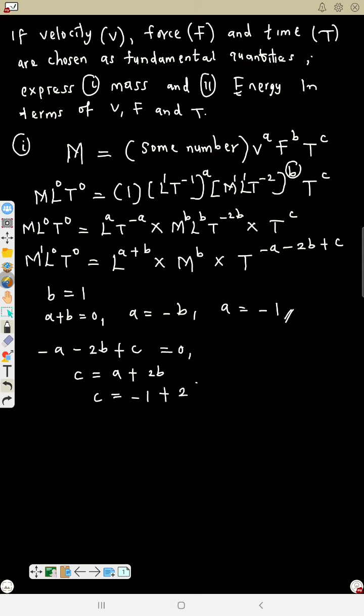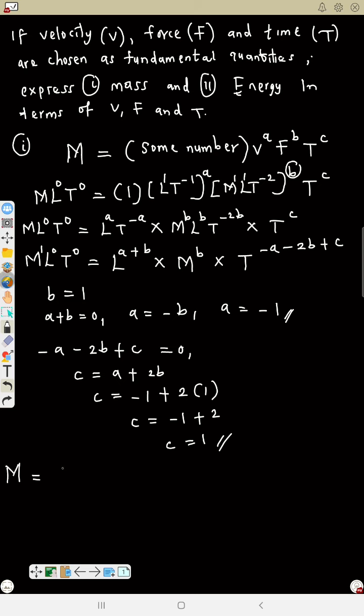Plus 2b. What is b? b is 1. So that means c is equal to minus 1 plus 2. So c is equal to 1. That means we have known our a, we have known our b, we have also known our c. So if you know a, b, c, go back to your formula.